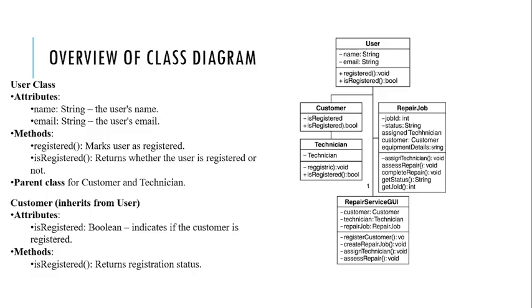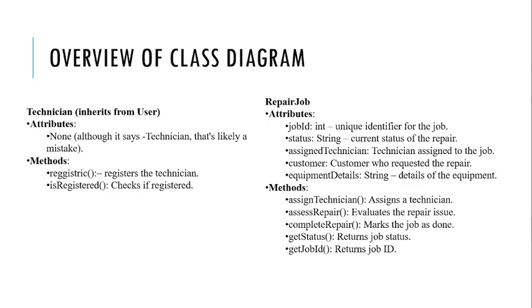Customer has an attribute that indicates if the customer is registered, and it returns the registration status in methods. Coming to the technician, it doesn't have any attributes. Its methods register the technician and check if registered.